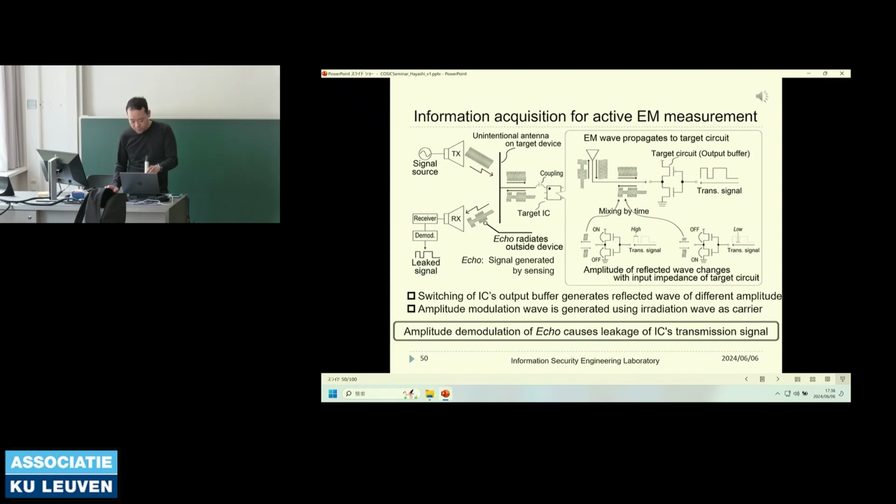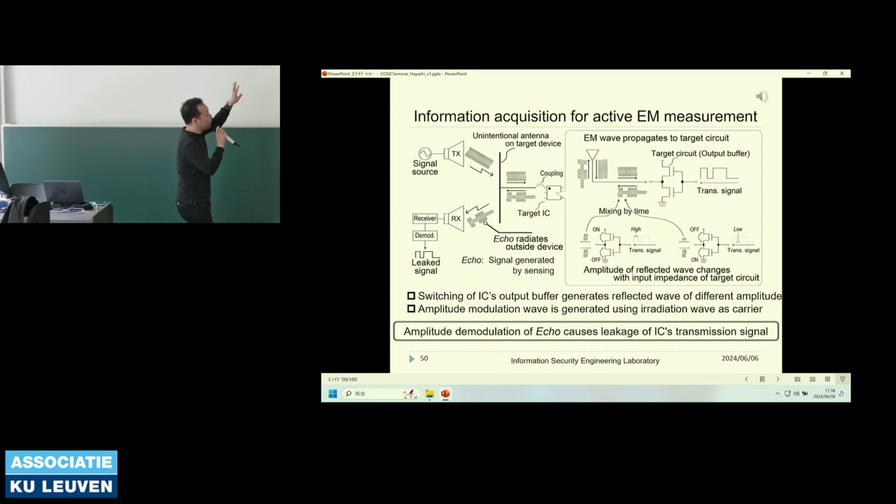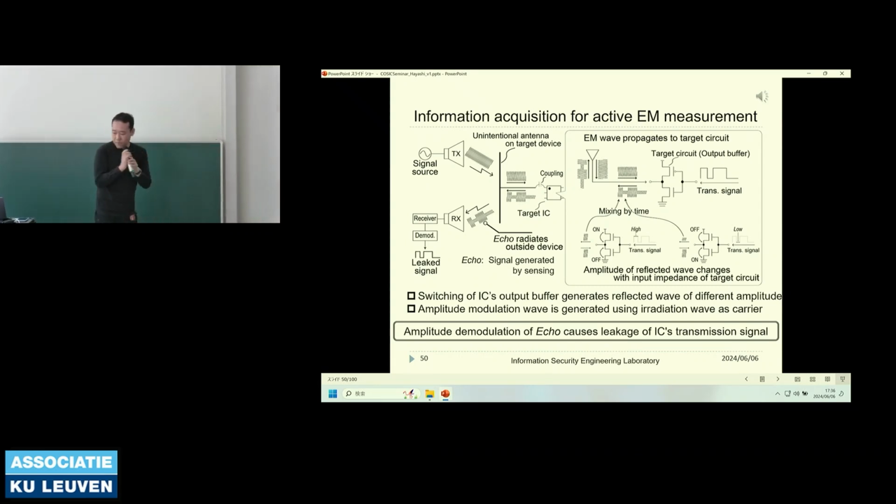The electromagnetic waves reflected from the device can be considered as amplitude modulated waves, using the irradiated electromagnetic waves as the carrier wave. By demodulating the amplitude after reception, the transmitted information from the IC leaks. The information that can be obtained with this method is limited to that which involves switching in the IC's input and output circuits during information processing. Okay, this is the attack flow of the active EM measurement.